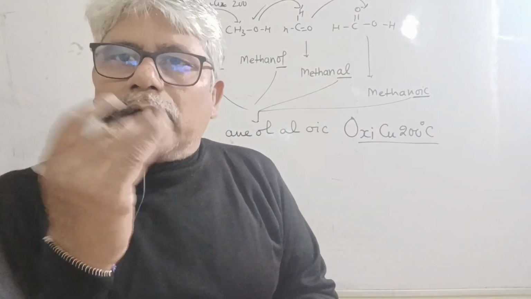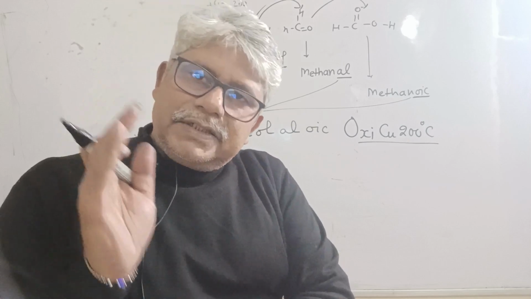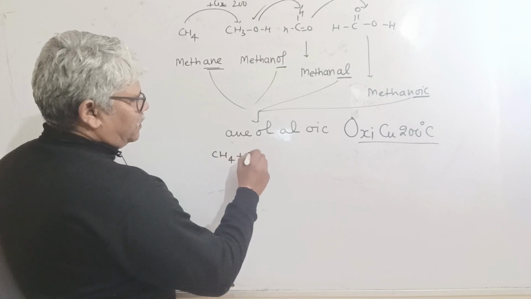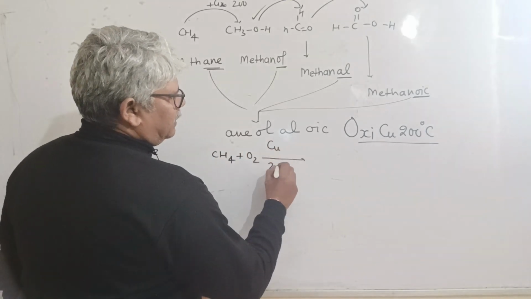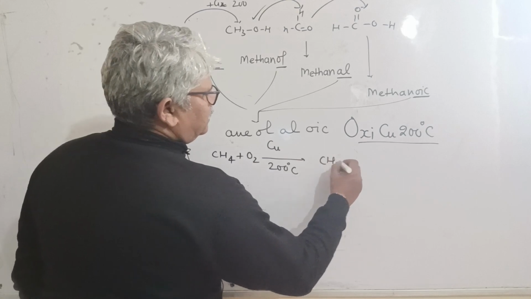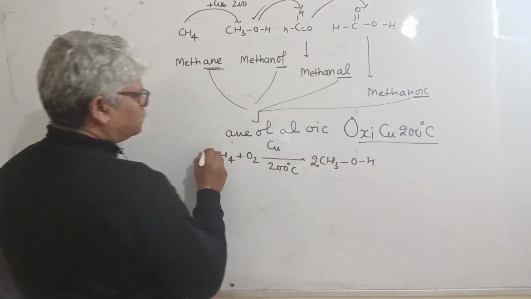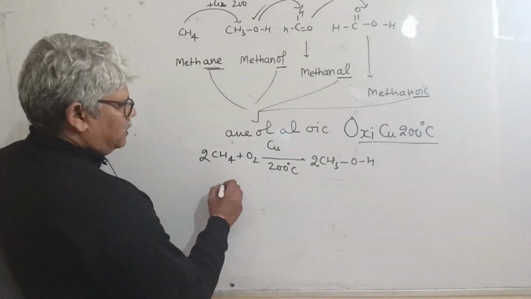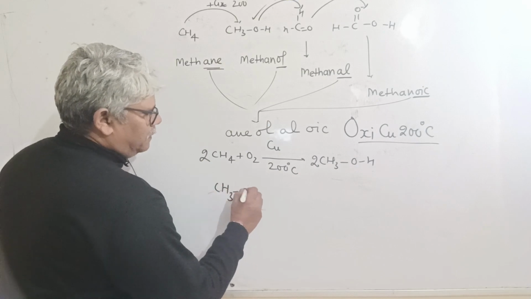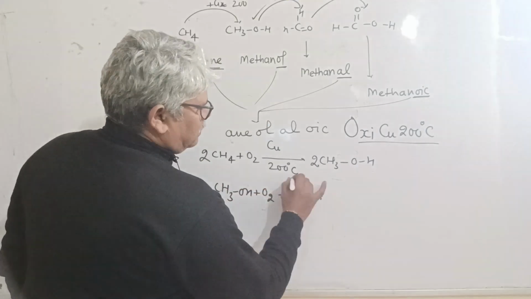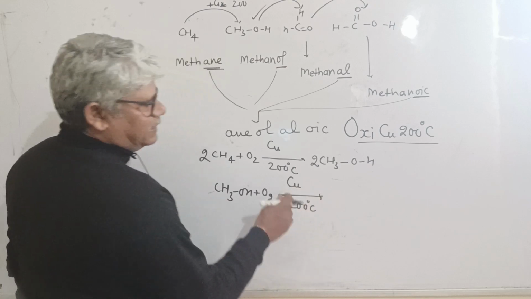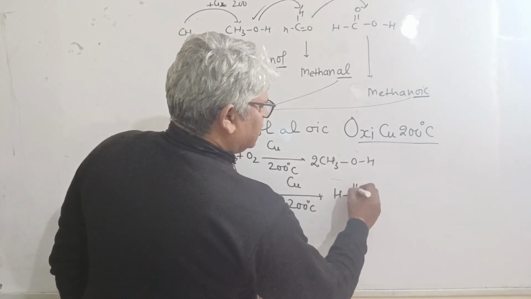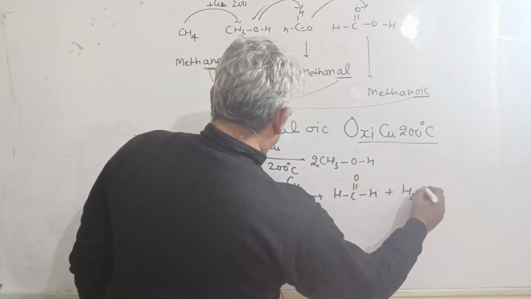This is called controlled oxidation. What do we call it? We call it controlled oxidation. For example, methane in oxygen with heated copper at 200 degrees centigrade would convert to methanol. Ane to ol. Next, if methanol is heated in oxygen at copper 200 degrees centigrade, catalytic oxidation, it changes to methanal with obviously water.